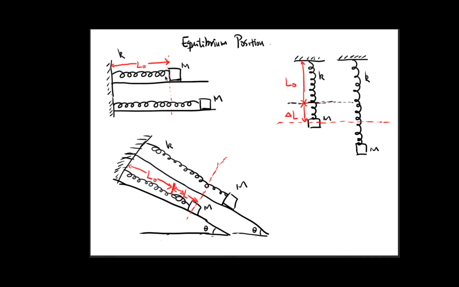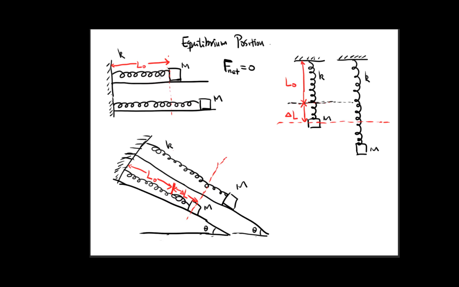So how do we find this position? The condition for getting this equilibrium position is that the net force equals 0 on the object. So F net should be 0. The net force acting on the object should be 0 at such a position.